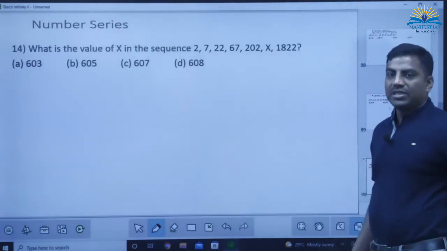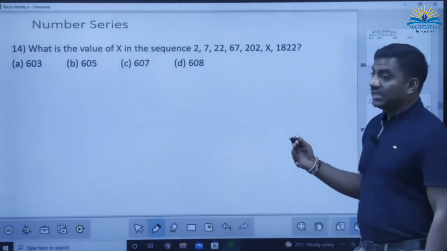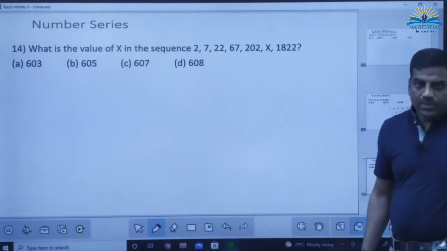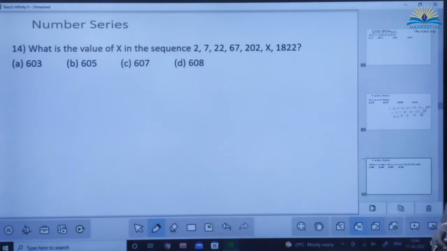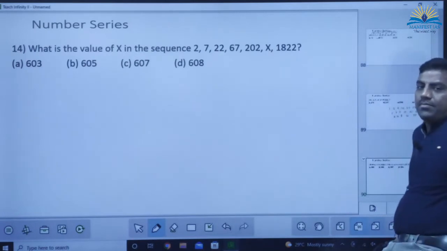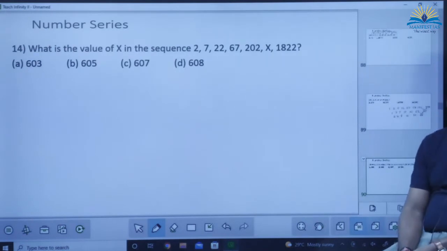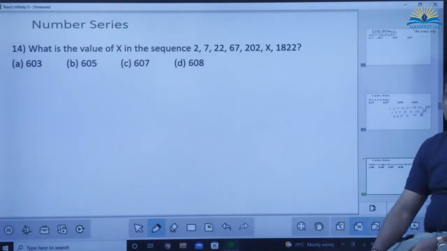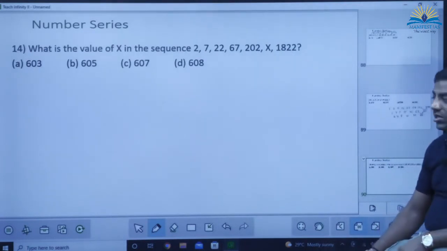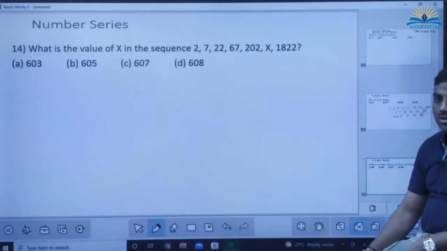Then these are the questions which have come in the examination. Quickly, 2, 7, 22, 67. It is increasing exponentially. Now check. Do some trial and error. Anyways, we have that difference method. But check. What is the relation between two consecutive elements here? 2 multiply something, add or subtract something.